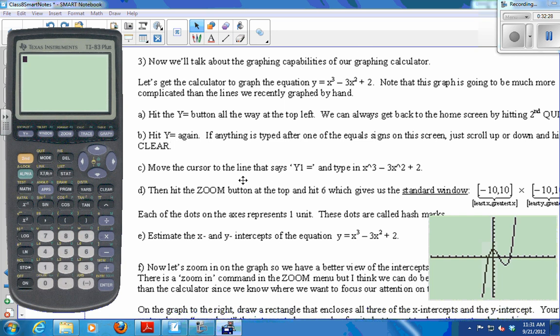So the way to graph this is you press the y equals button in the upper left. If there's anything in there, you want to press clear to get rid of it. And we want to type in here x cubed minus 3x squared plus 2. So you're going to do x caret 3 minus 3x caret 2 plus 2.